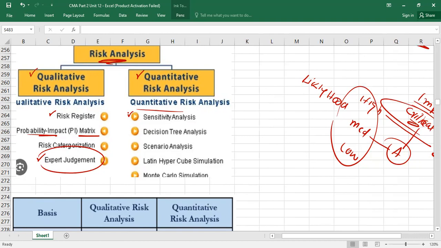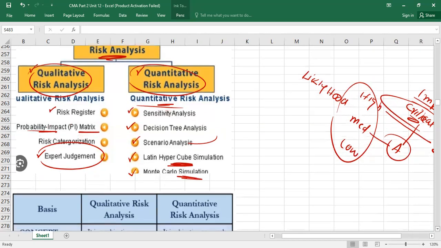Sensitive means if any of the variables or factors in the risk assessment change, what will be the effect on the outcome, right? So this is sensitivity analysis. We can use decision tree analysis, scenario analysis, also what-if analysis. Then we can use Monte Carlo simulation. These are simulation models which we can use to assess the risk. So this is called quantitative risk assessment. Now these are just examples of qualitative and quantitative.